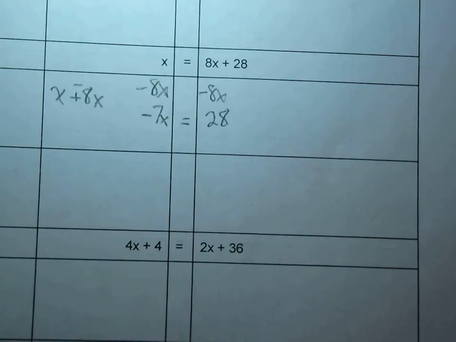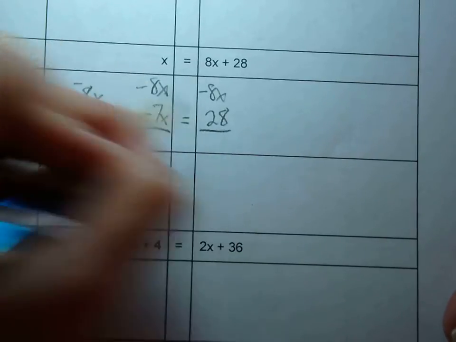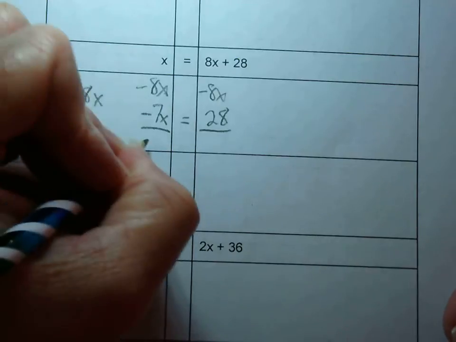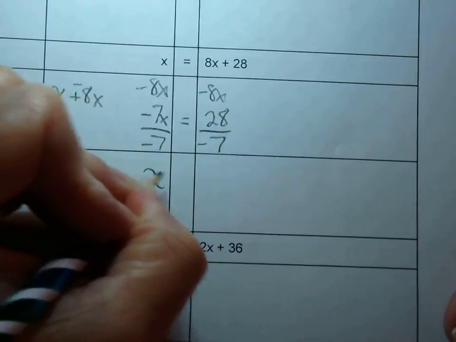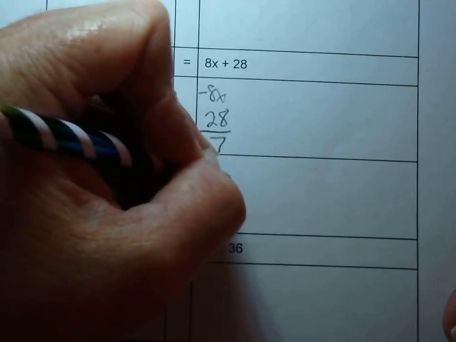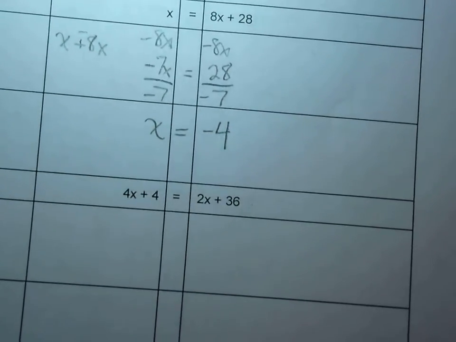What's our next step? We've got to divide. By what? We're going to divide both sides by negative 7. We end up with x is equal to what, guys? Negative 4. Okay, a negative divided by a negative is positive.